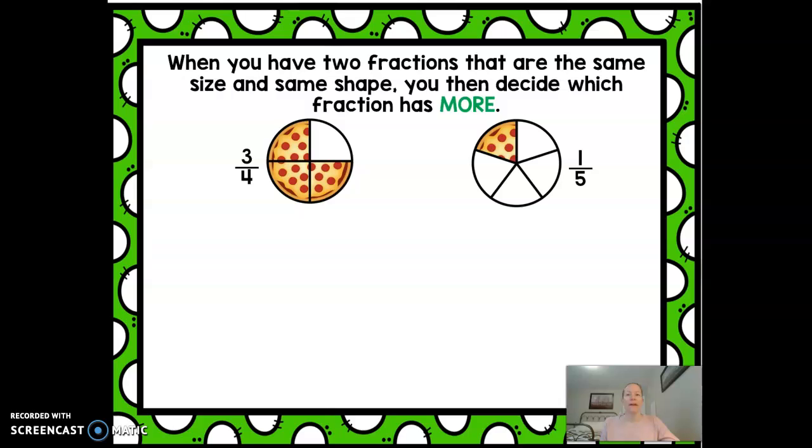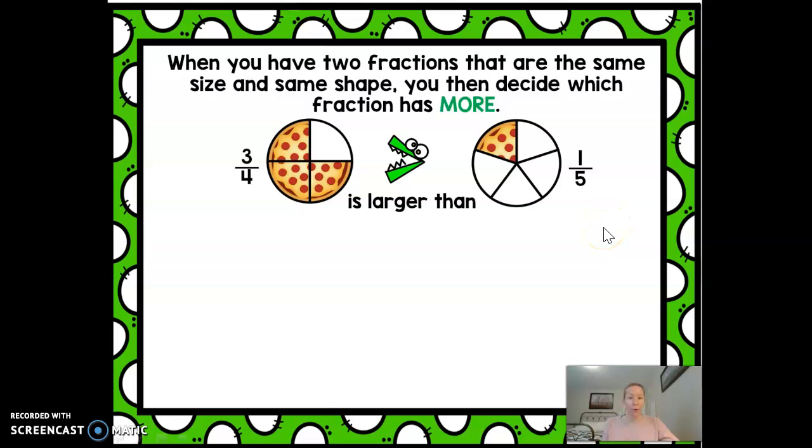All right. When you have two fractions that are the same size and the same shape, you then decide which fraction has more. So if we look at these two pizzas, we've got 3/4 of a pizza here and 1/5 of a pizza here. So if we were to compare them, we can say that 3/4 is larger than 1/5.